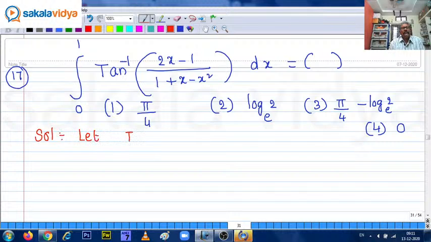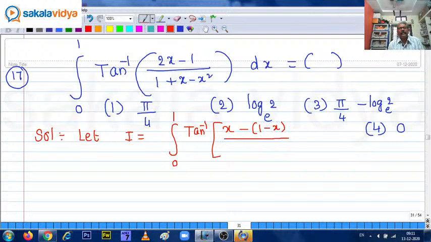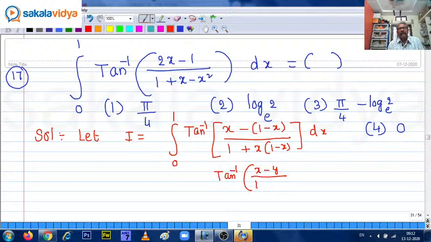Let us say I equals integral 0 to 1. I would like to write this as tan inverse of x minus (1 minus x), that is, 2x minus 1 only, upon 1 plus x times (1 minus x). So this appears like tan inverse of (x minus y) upon (1 plus xy). We have the formula for tan inverse x minus tan inverse y.